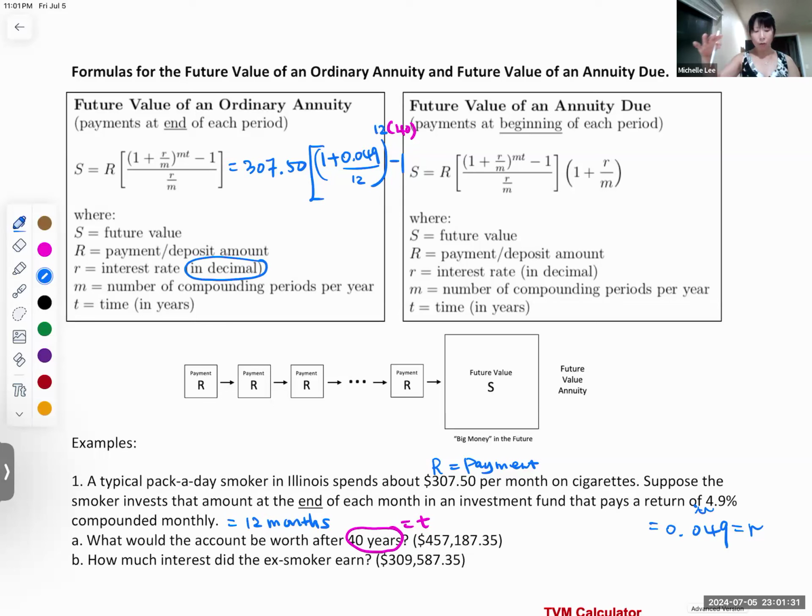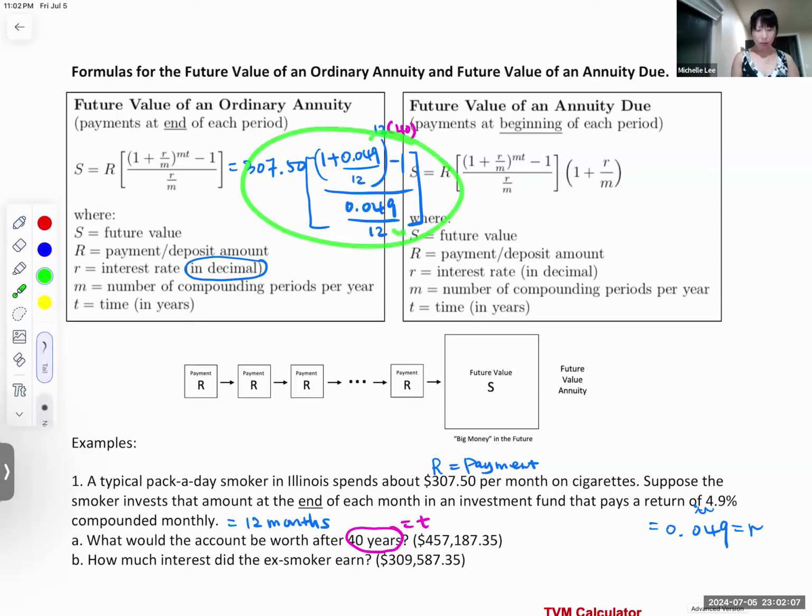Okay, all over we have r over m, right? So r in this case is 0.049 over m, which is the number of compounding periods per year. So we had 12 because compounded monthly, right? So 12 months in a year. So let's calculate this one. I will show you how to use decimals, this one, okay, with the power, right?